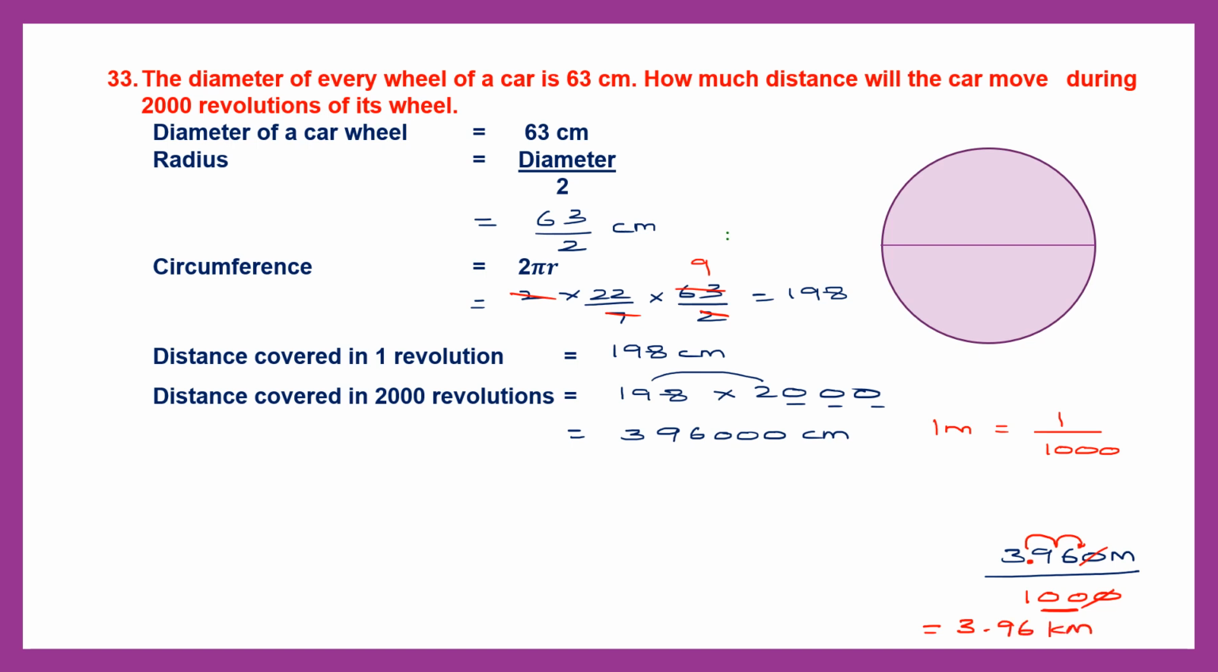So now I can say the distance covered in 2000 revolutions is 3.96 kilometers. So this is my final answer. The distance covered in 2000 revolutions is 3.96 kilometers.